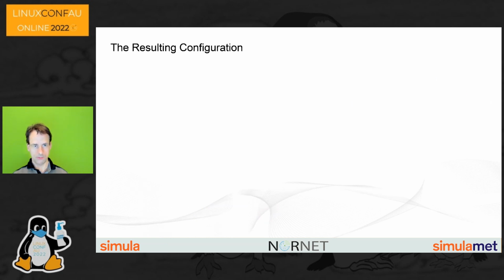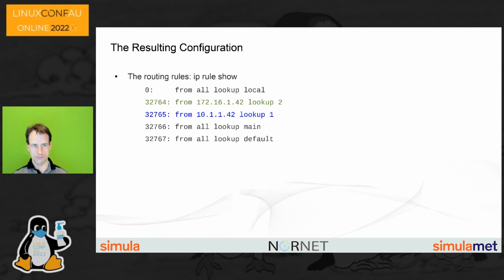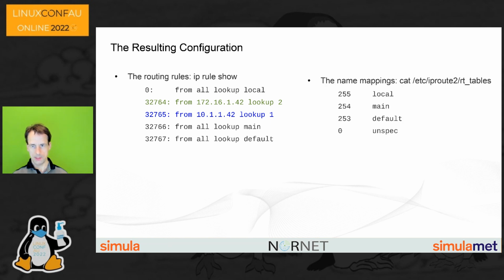Let us look at what we have configured. Now we have the routing rules, particularly the lookup for table number 1 and table number 2 according to the source address. And as I've said, these tables can also be named if it is more convenient. Usually these tables just have numbers, and internally, of course, these tables have just numbers. But there is a mapping of symbolic names to these numbers.